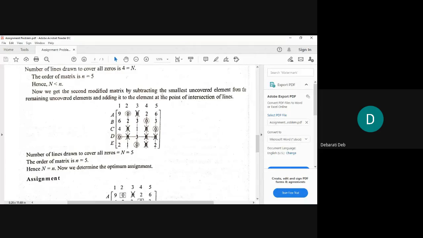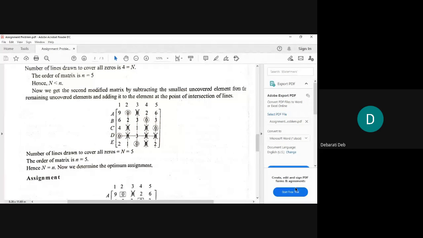Okay. Now, what would you have done had you not got the number of lines equal to the order of the matrix? You would have followed the previous step once again. That means identifying the minimum element from the uncovered elements, deducting it from all the other uncovered elements, and adding the number to the intersecting points. Since we have got the number of lines equal to the order of the matrix, that is the end of all the steps. Now we can determine the optimum assignment.